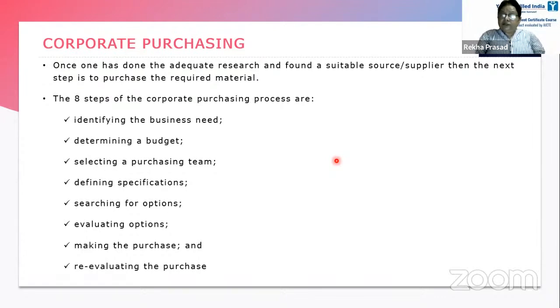Then what is your budget? Because whatever you are going to buy will depend upon your budget. What type of quality you can afford within that budget. Then naturally there has to be a purchasing team which will see to it you get the best thing within the proposed budget. What specification you want, searching for options. There can be more than one supplier. One is offering something, another is offering something. You can evaluate those options and then come to whatever satisfies you the best.